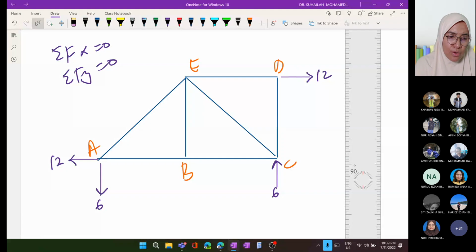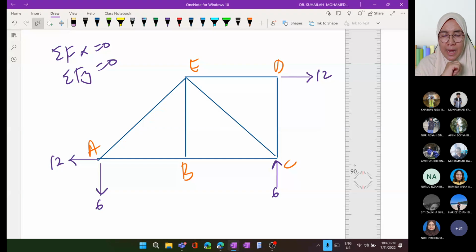Dekat A ada one unknown in Y, two unknown in X. So boleh solve dekat A dulu, tapi solve dulu yang Y unknown. As long as unknown tu mesti ada satu, then you boleh start.